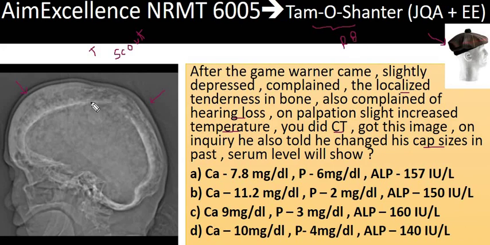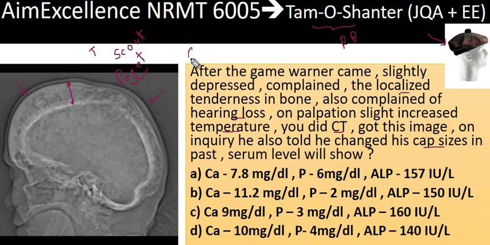This particular finding, the Tam O'Shanter sign, coupled with widening of the diploic spaces, is seen in cases of Paget disease. But even then, to answer this question correctly, you have to understand not only the changes in the serum markers seen in cases of Paget disease, but their values.